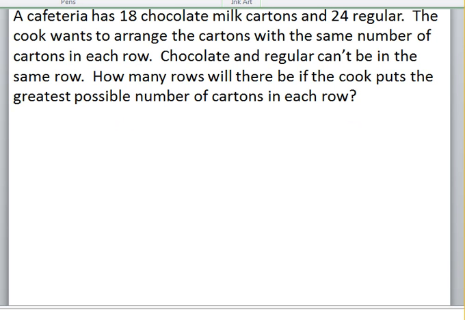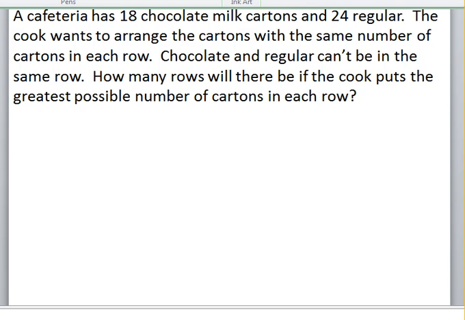My last example talks about how a cafeteria has 18 chocolate milk cartons and 24 regular. The cook wants to arrange the cartons with the same number of cartons in each row. Chocolate and regular cannot be in the same row. How many rows will there be if the cook puts the greatest number of cartons in each row?